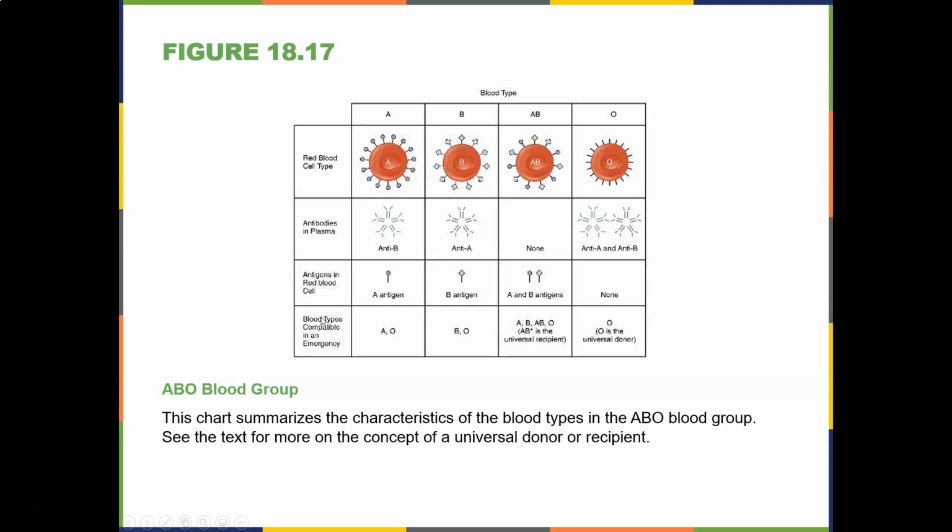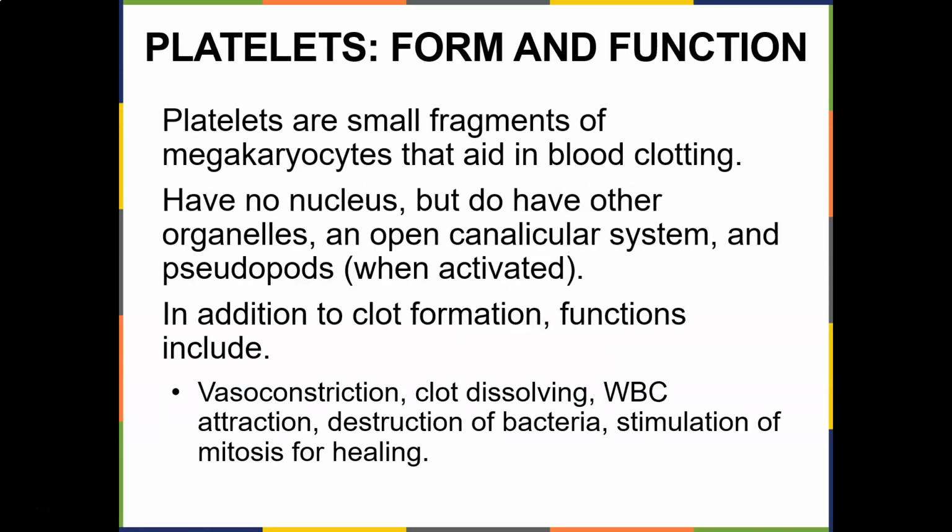Here's a good graph that shows, if I'm group A, I can receive blood from type A or O. If I'm group B, I can receive blood from B or O. If I'm group AB, then I can receive blood from AB, A, B, or O. But group O can only receive from O. So remember that.